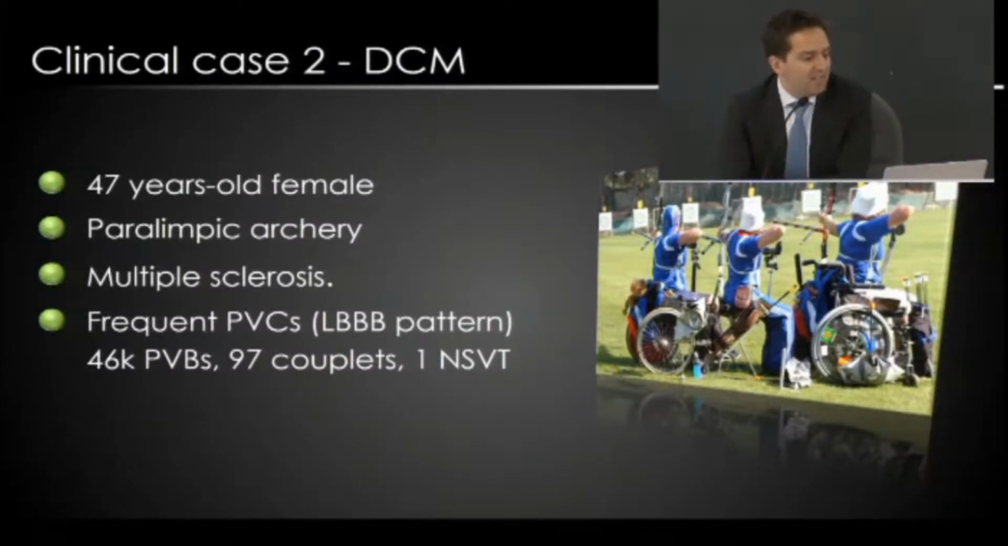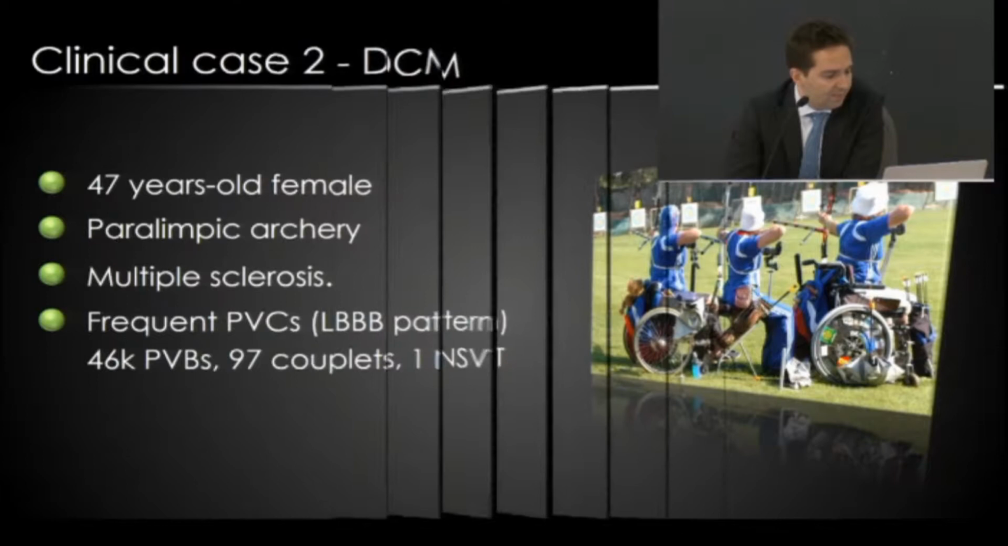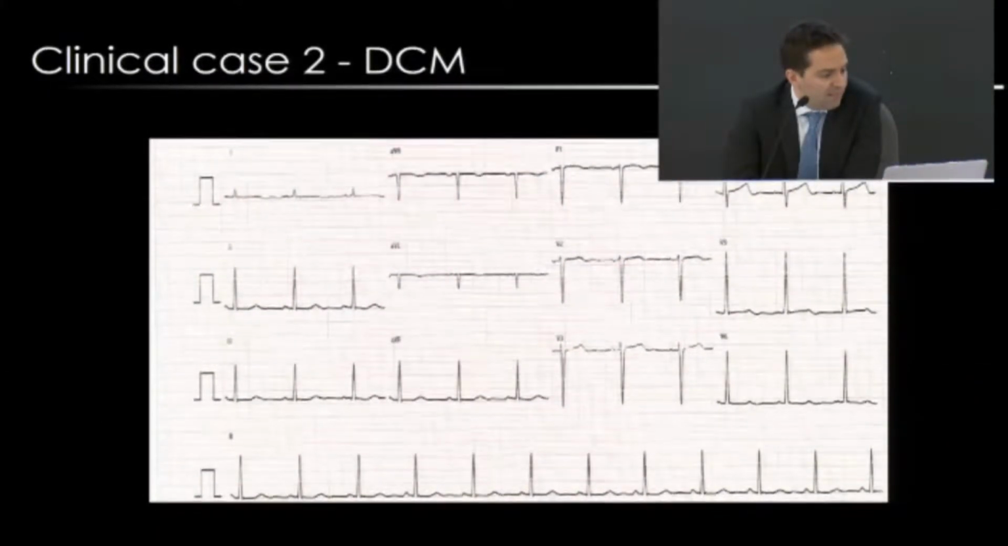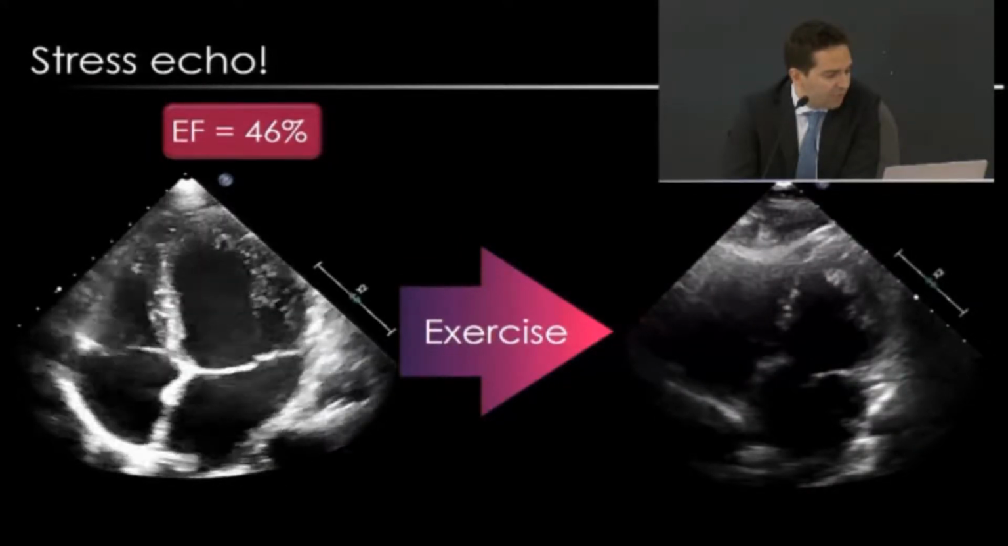This is another case. This is a 47-year-old female, a Paralympic archery athlete affected by multiple sclerosis. She had frequent PVCs with left bundle branch block pattern, more than 46,000 over 24 hours, but also had 97 couplets and 1 non-sustained ventricular tachycardia. This is the baseline ECG, and you can see that there is poor R-wave progression in the precordial leads with high voltages. And you can see that this is the baseline examination.